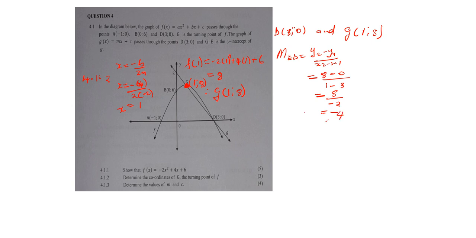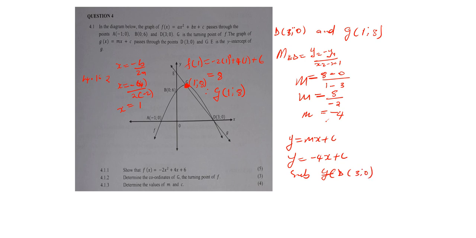This is the gradient, the value of m. Remember, those are collinear points. So from this, I can safely say y equal to mx plus c. Then what is the value of m? I already have the value of m, which is negative 4, so y equals negative 4x plus c. So I substitute any point along that line. In fact, let me just take d because it's simple, which is 3 and 0.